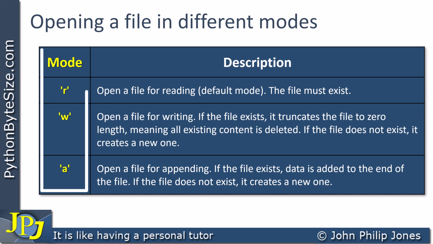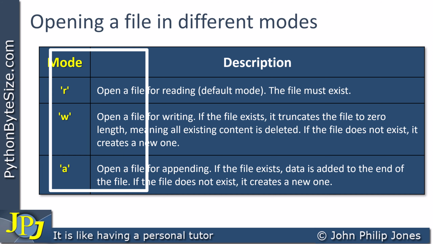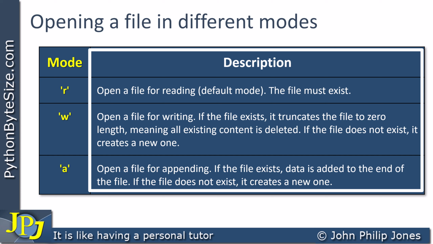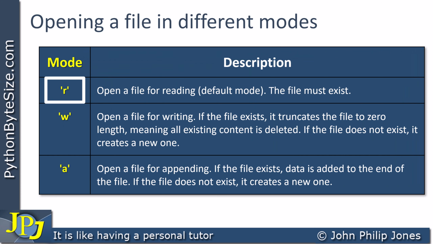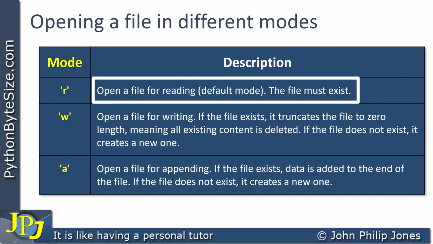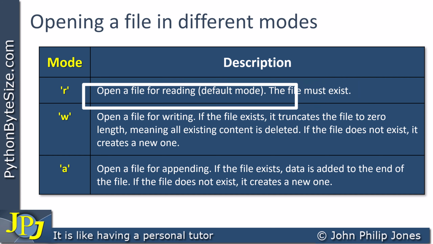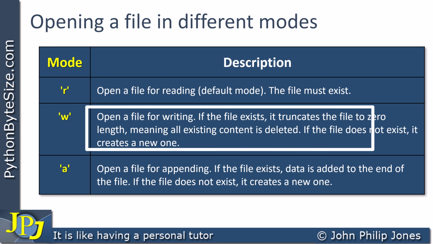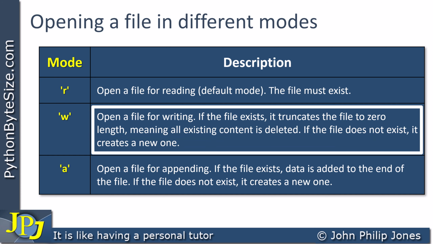Here you can see we have a column showing the mode, and this column shows a description of each of the modes. If we look at the first one, where this is r, this will open a file for reading. The file must exist. If the file does not exist, what will we do? Well, I'll cover that in the videos coming up. If you use this mode, it'll open a file for writing. If the file exists, it truncates the file to 0 length, meaning all existing content is deleted. If the file does not exist, it creates a new one.